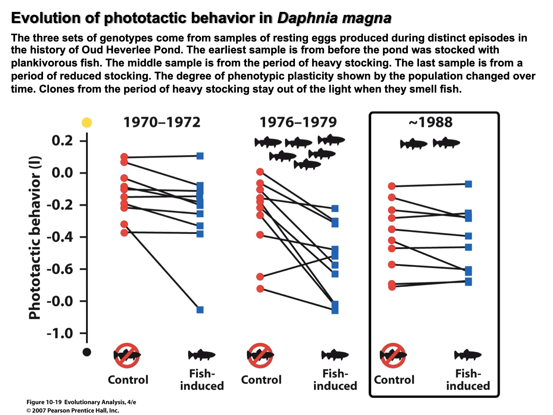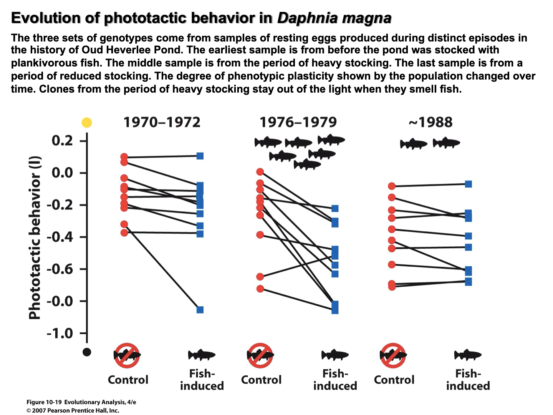And finally, by 1988, there were fewer fish in the pond, so whether the Daphnia had been exposed to fish or not exposed to fish, they rose to about the same level in the pond, but it was a little lower than the original 1970-1972 populations. So over the years, after it was heavily stocked, there was a general change in the behavior of the populations of those Daphnia.